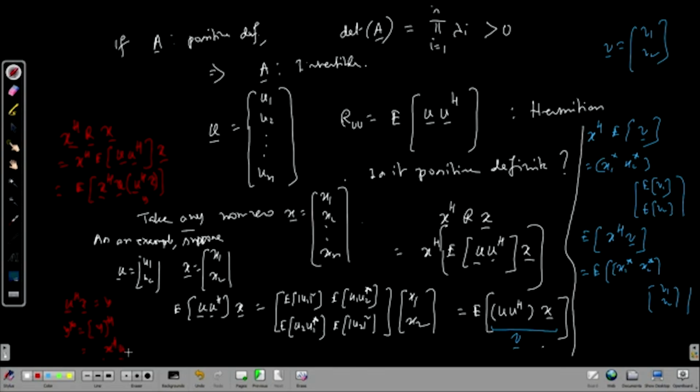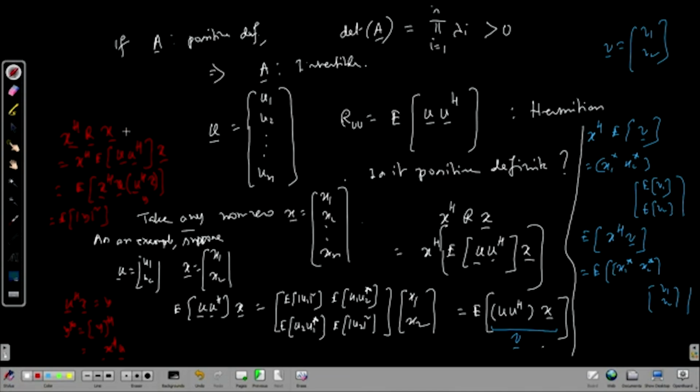So U Hermitian X, which I started with, I called it Y. If I apply conjugation on Y, Y star, which is like Y Hermitian, I get this quantity. So this is nothing but E of mod Y square, Y star, this is Y star, this is Y, E of mod Y square. So this is what I take to the next page.